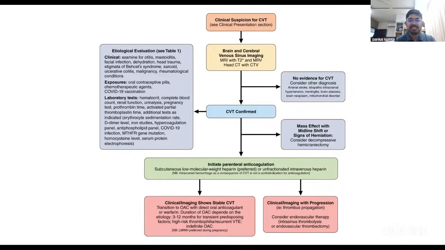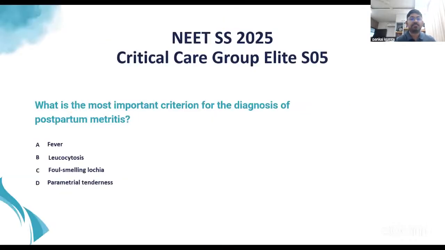Once the patient is on it, it doesn't mean that you just stop and forget about it. Always keep imaging, keep checking, and once clinical improvement is seen, you take it forward. Once it is stable, transition to oral anticoagulants with direct oral anticoagulants or warfarin, depending on the clinical situation. Or else you can always do a repeat imaging to consider whether there is progression, or if you feel clinical worsening is there, you may even consider endovascular therapy like thrombectomy.